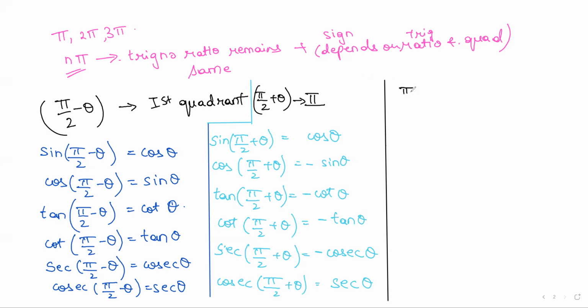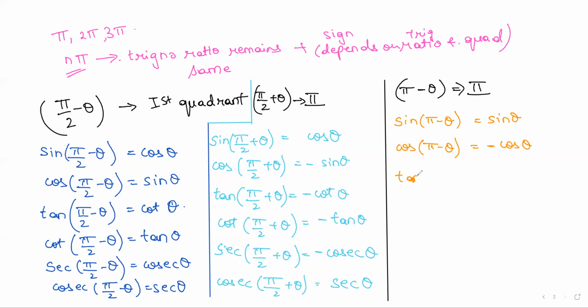Next, pi minus theta. Now this is also the second quadrant. Sine of pi minus theta: sine remains as it is, and in the second quadrant sine is positive. Cos of pi minus theta. This is the second quadrant, cos is negative, and cos remains as it is.